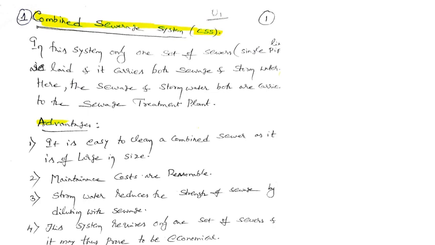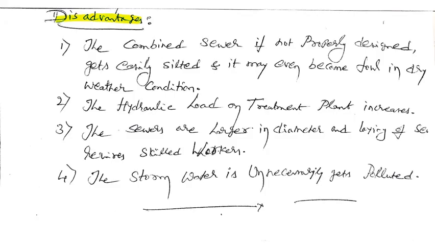This is an advantage. See, and the system requires only one set of sewers, and it may be proved to be economical. It will be proved to be economical. Like this, you have to explain. This is the advantage. Let us see in this slide what are the disadvantages.